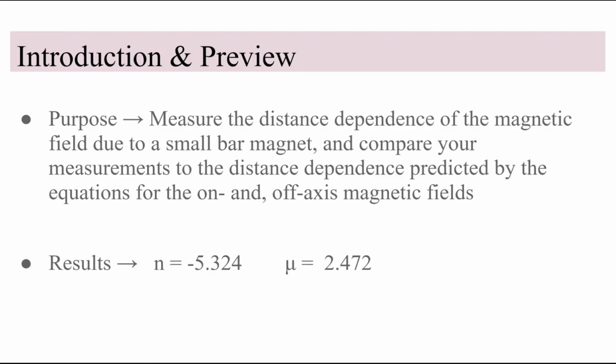To give you a quick preview of my findings, I determined the distance dependence factor n to be negative 5.324 and the magnetic dipole moment, mu, to be 2.472 angstroms per meter squared.